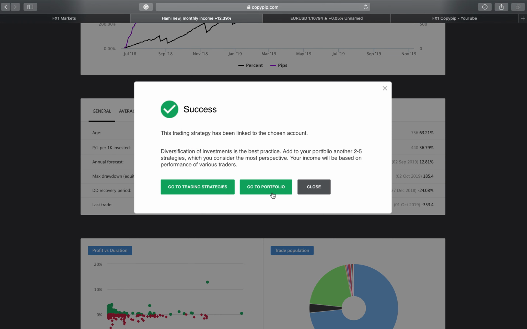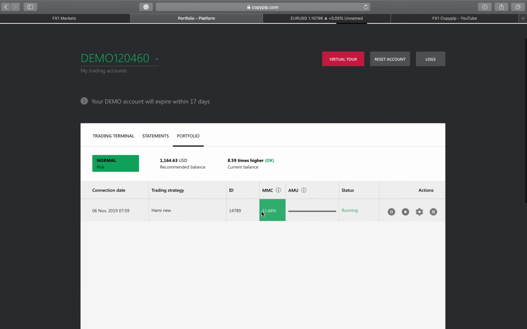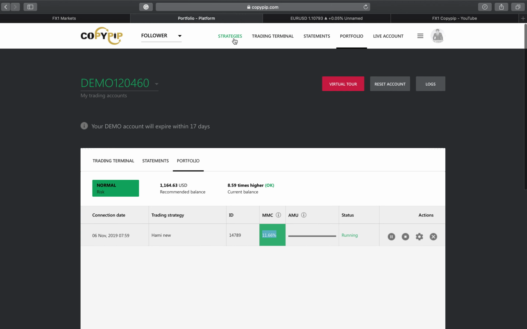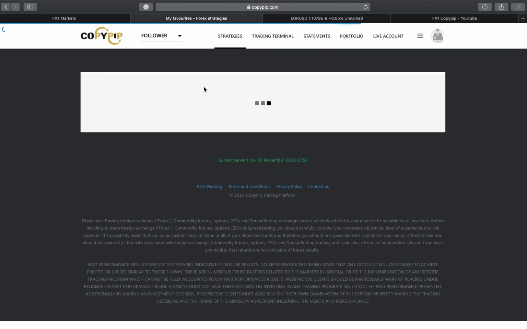So after you save, you can go to portfolio to check everything. It's fine. Okay, you set your 12%. It's 11.66. Why is it not exactly 12%? Sometimes if you add one more trade here, it will be above 12%. So the system wants to keep it below 12%. So your account risk is normal. We check everything here. Let's go and follow more traders. We will go back to that area and explain that area more to you guys.